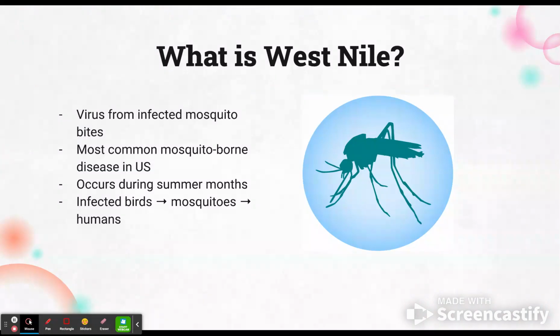Okay, so first of all, what is West Nile? West Nile is a virus that is acquired from an infected mosquito bite. It is the most common mosquito-borne disease in the US, and it typically occurs during the summer months when mosquitoes are most prevalent. And how humans contract it is first through an infected bird, and then a mosquito will bite the infected bird, and then a mosquito will go and bite a human, and that is how a human gets West Nile.